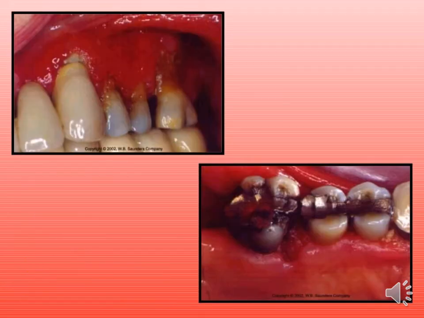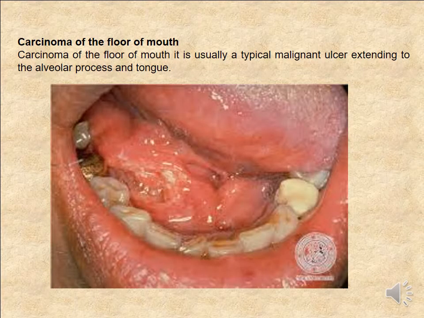This figure shows the erosive type of the gingiva on the buccal side and lingual side of the jaw. The carcinoma of the floor of the mouth is usually an atypical malignant ulcer extending to the alveolar process and the tongue. This figure shows the big ulceration of the floor of the mouth that extends to the periosteum of the lower jaw and to the base of the tongue.